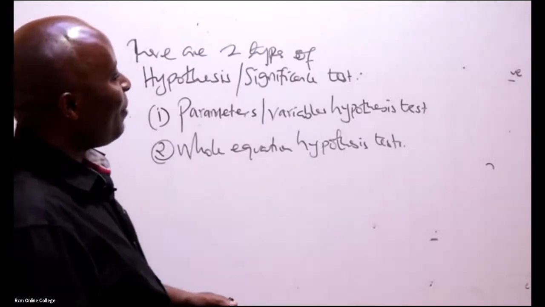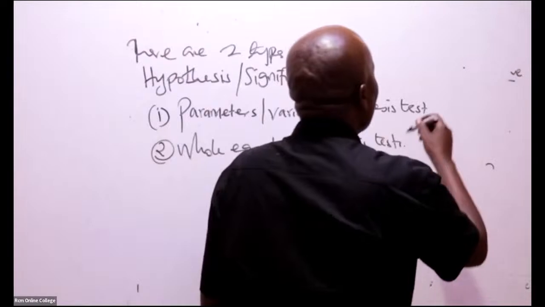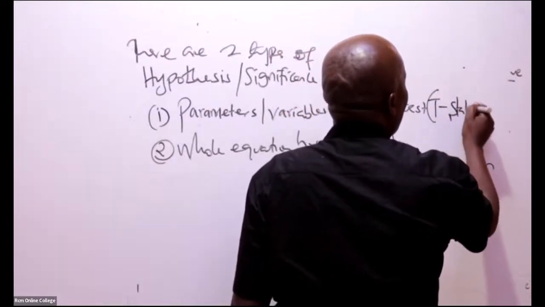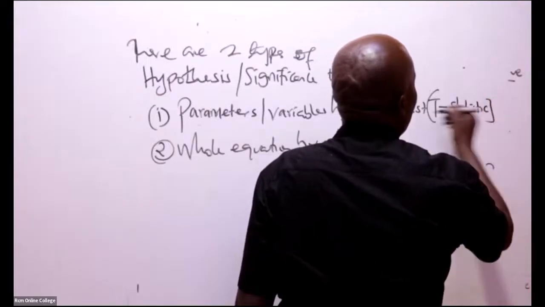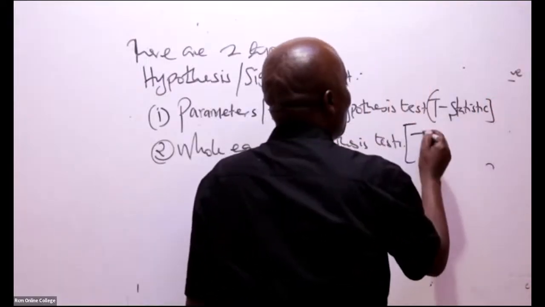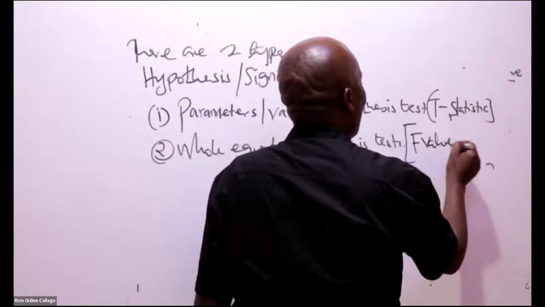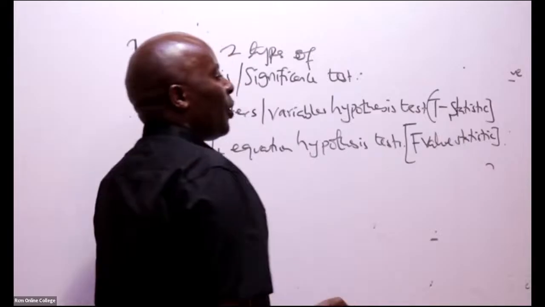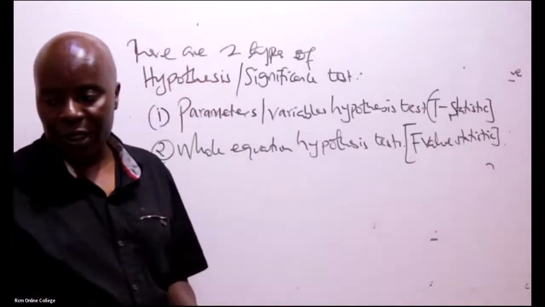Now for the parameters, or variables, hypothesis test, we shall always use what we call the T statistic. And here for the whole equation, we shall always use what we call the F value statistic.